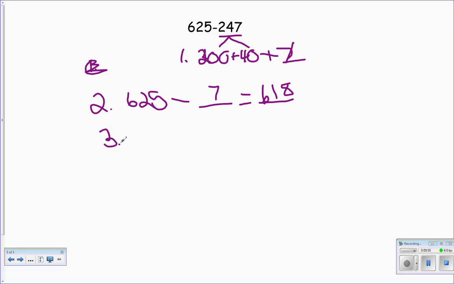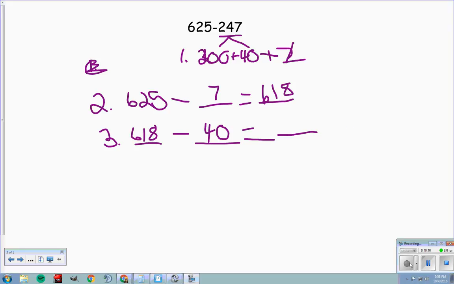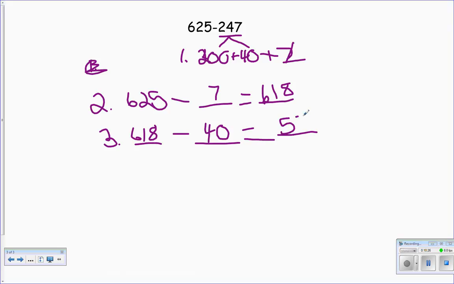Okay? On step 3, you should now have blank minus blank equals blank. Okay, we need to take our 618 and write that in the first blank. And then we need to subtract our 10s. So 618 minus 40 equals blank. Solve that quickly. Okay, you should have paused the video and subtracted 40 from 618 to get 578. So now we have dealt with our 10s. We're going to cross those out up on step 1.